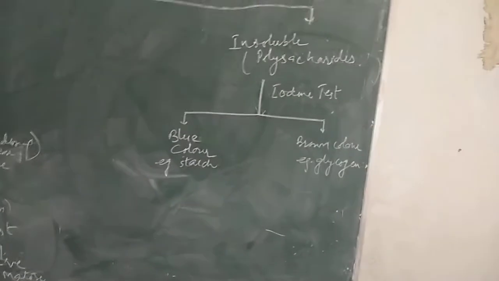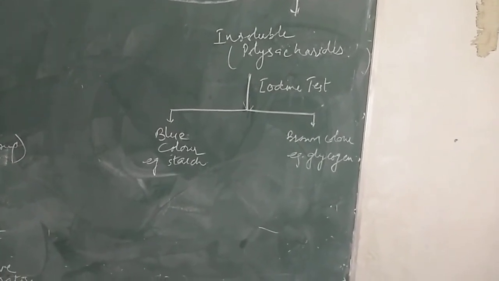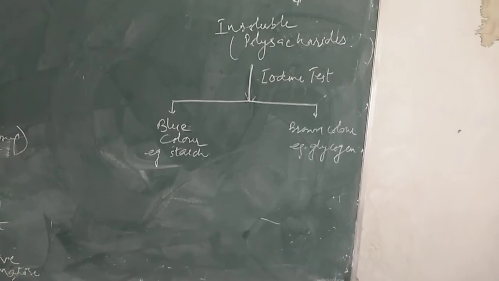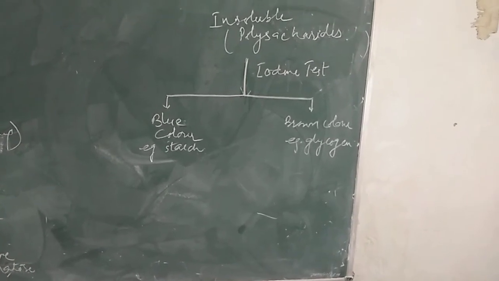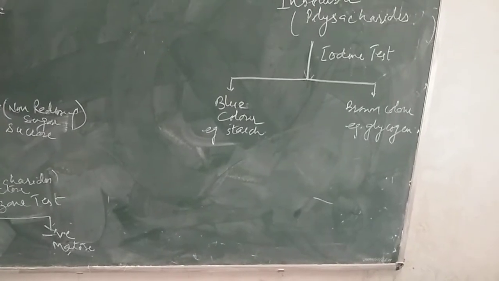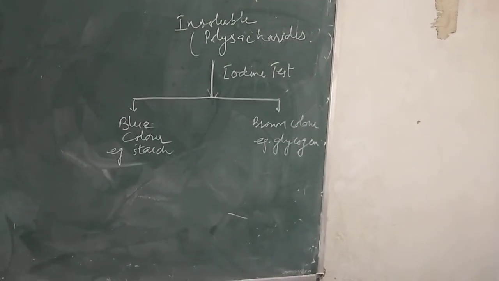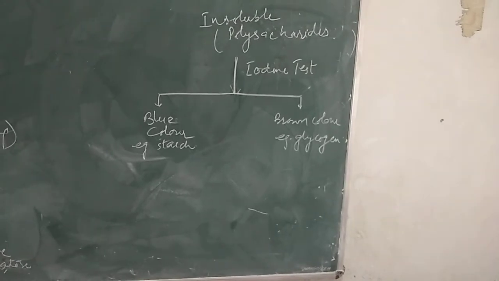If our sample is insoluble in water, then polysaccharide is present. Then we have to do the iodine test. If the iodine test gives a blue color, then starch is present. If the iodine test gives a brown color, then glycogen is present.